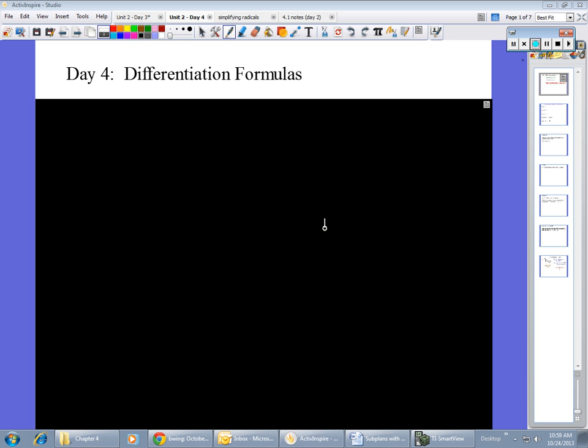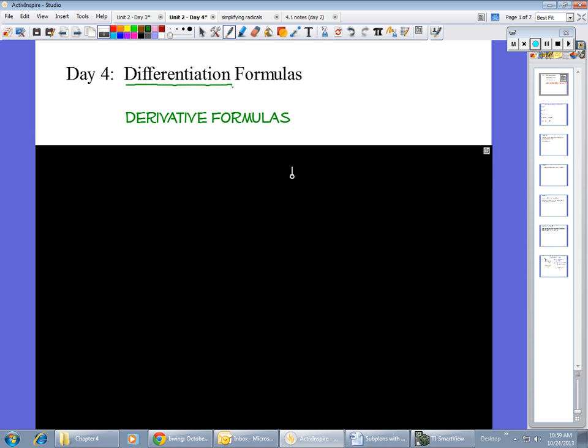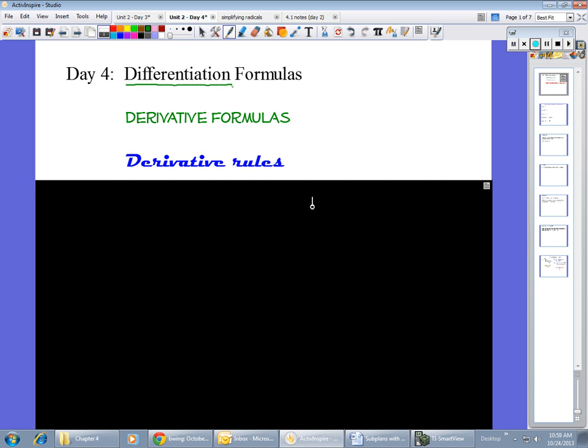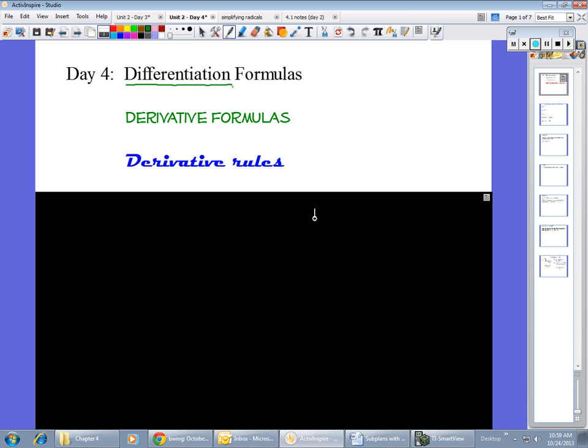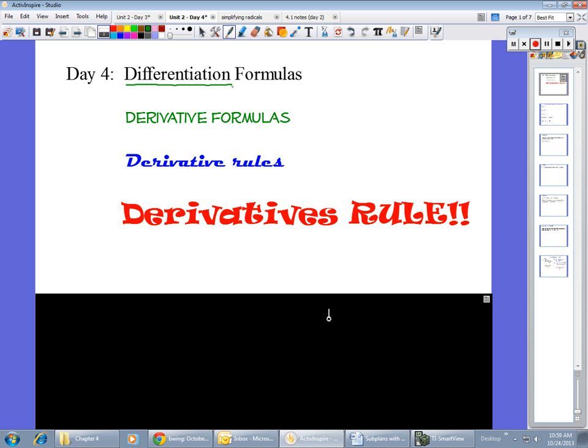So, today we work on differentiation formulas. Keep in mind, we talked yesterday about the fact that differentiation means you can take a derivative. So if we change the word a little bit, you can think of this as just simply derivative formulas. But you also know that another word for formulas is rules. And so we could think of these as derivative rules that we're doing today. And if you change the emphasis a little bit, it becomes derivatives rule. I got you. Did some of you write that down?